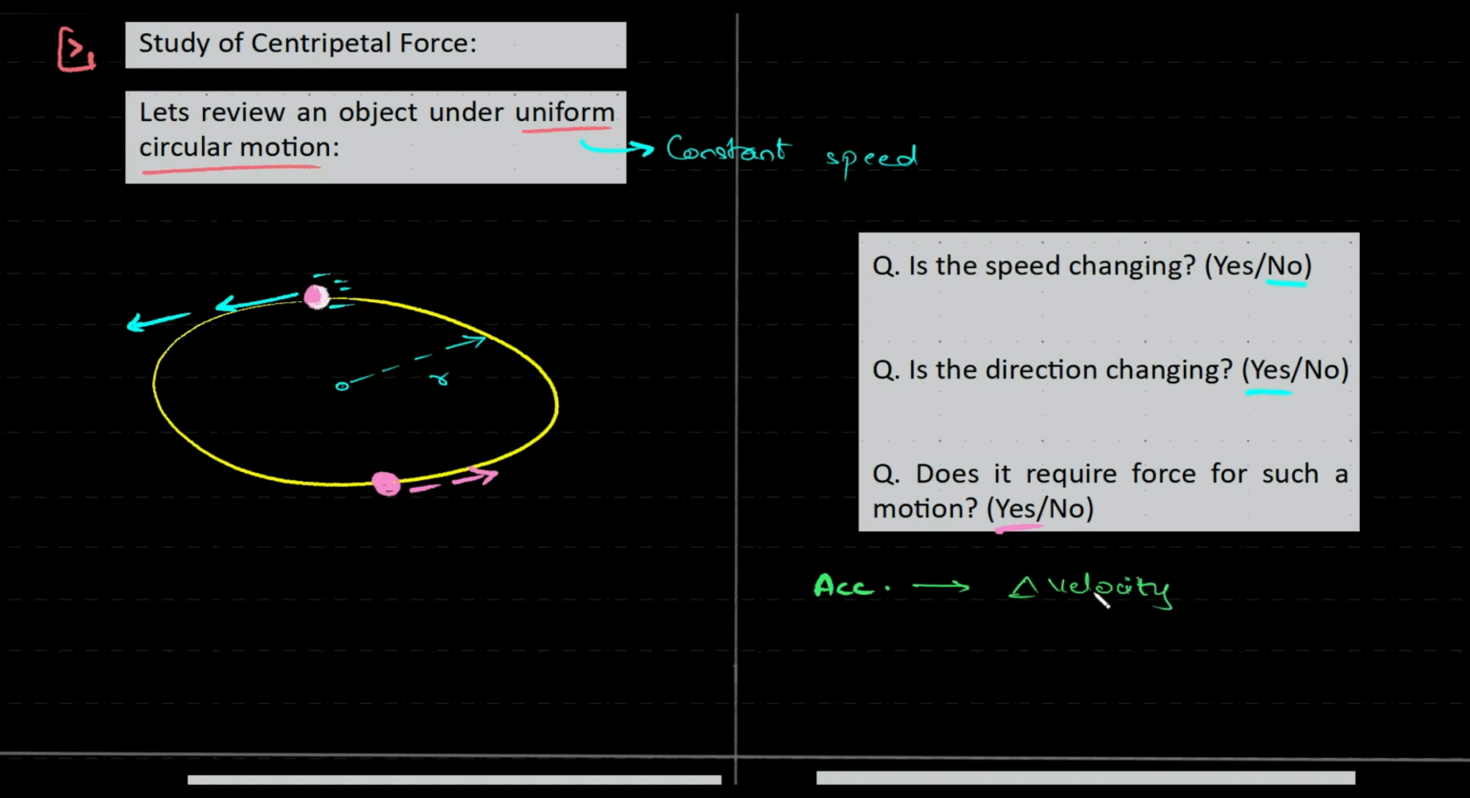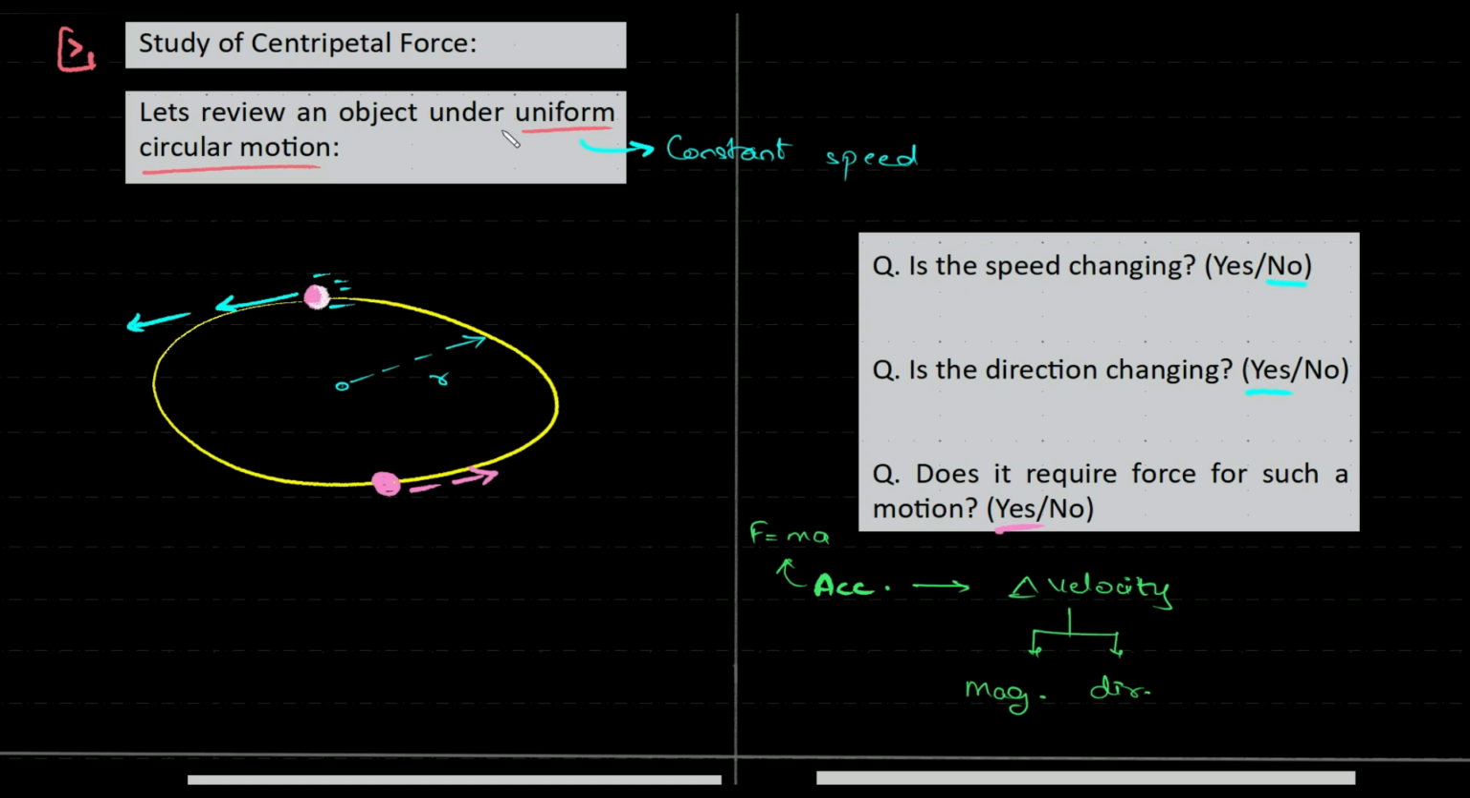Why is that I'm telling it's changing the velocity? Because velocity is a vector quantity. That is, it has magnitude, in this case the speed, and it has direction. And since the direction is changing throughout, it's an accelerated motion. And so as per the formula F is equal to ma, any object that is accelerated needs to have some force acting on it, right?